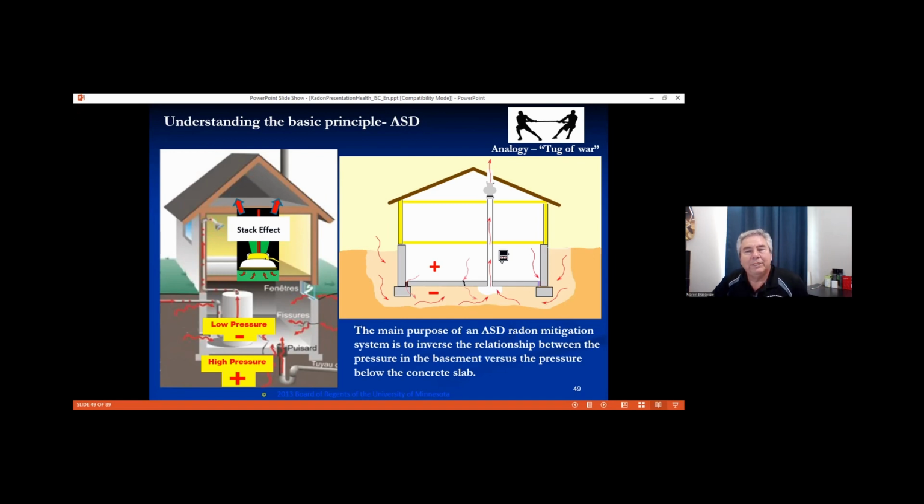So that's what we call the basic principle of an active subsoil depressurization system. It's one of the techniques that's the most efficient at preventing radon from getting into your home. So we're playing with pressures here, the pressures in the basement versus the pressure below the concrete floor. That's essentially what we're doing with an active soil depressurization system.